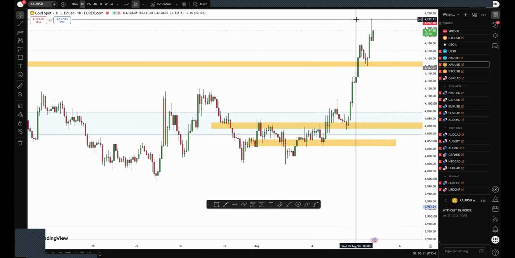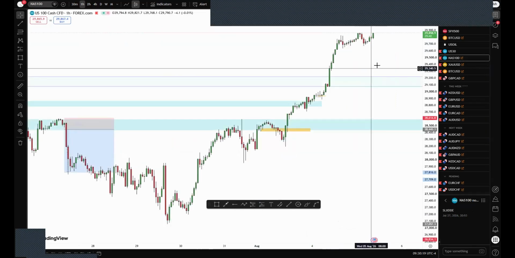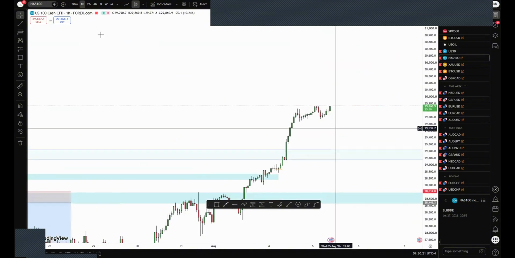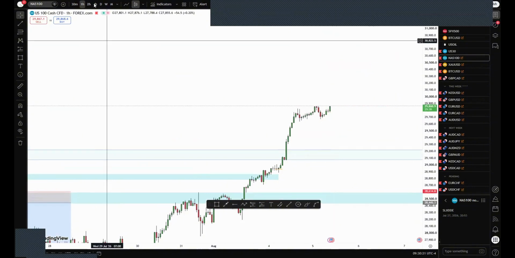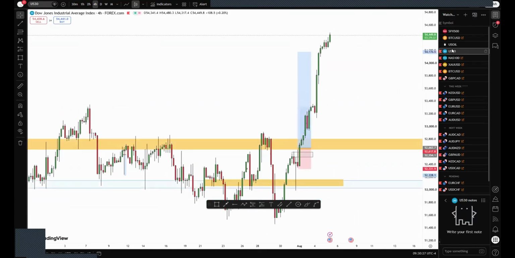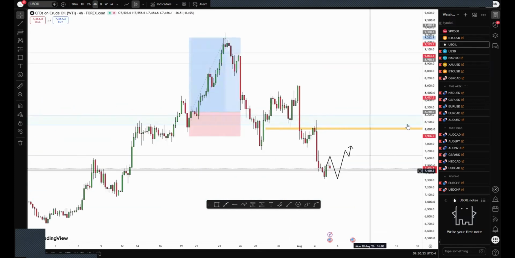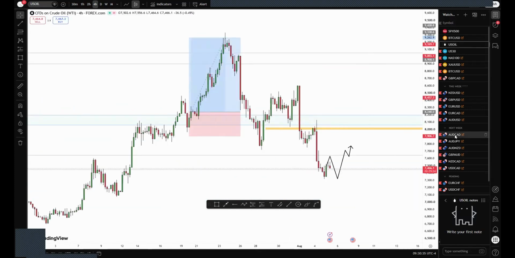Okay, then NAS 100, price hasn't yet tested. USD, no retest. US oil, price is still forming its way around.